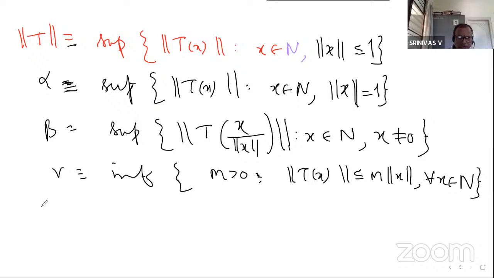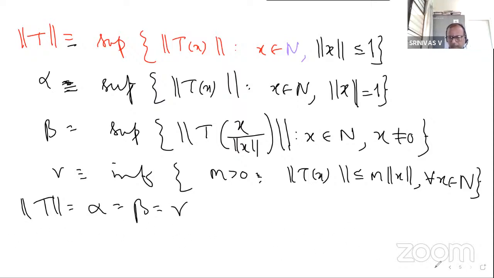Now we'll show that norm T is equal to alpha is equal to beta is equal to gamma. This is what we intend to prove now.